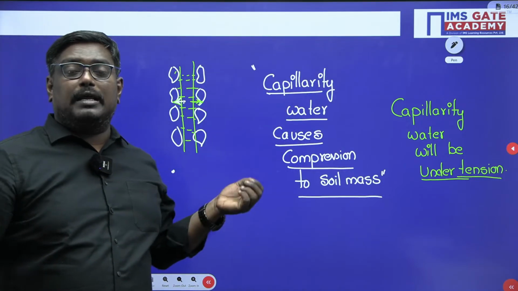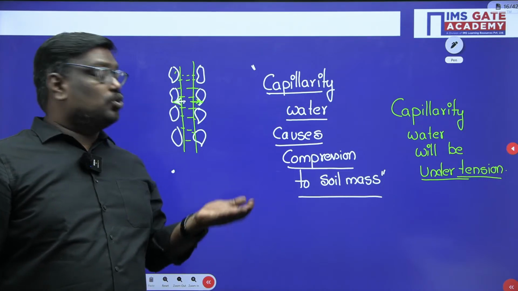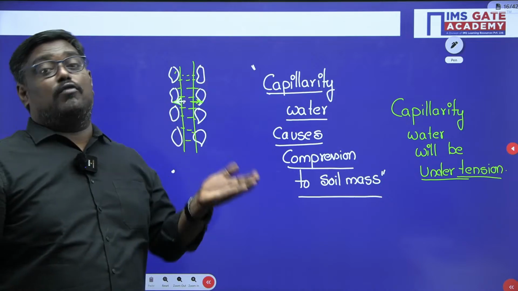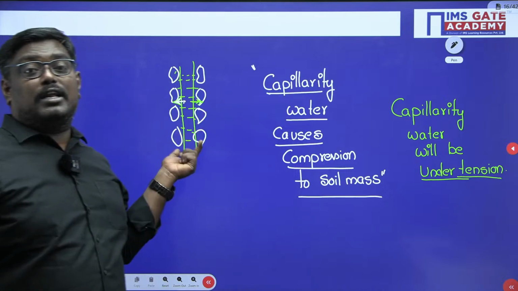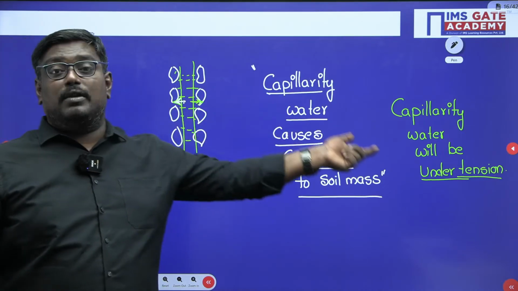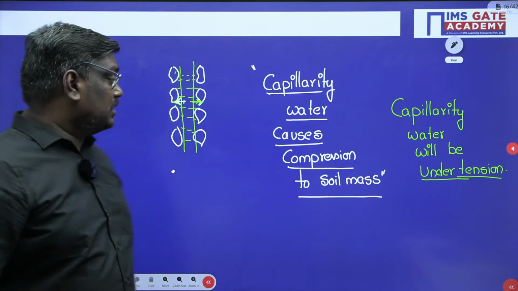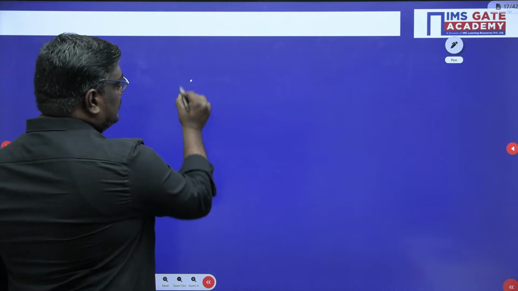What do you mean by capillary fringe? The interconnected voids will act like a capillary tube through which water may rise or fall. Now, how does this water behave? This water is going to cause compression to the soil mass, but the capillary water will be under tension.